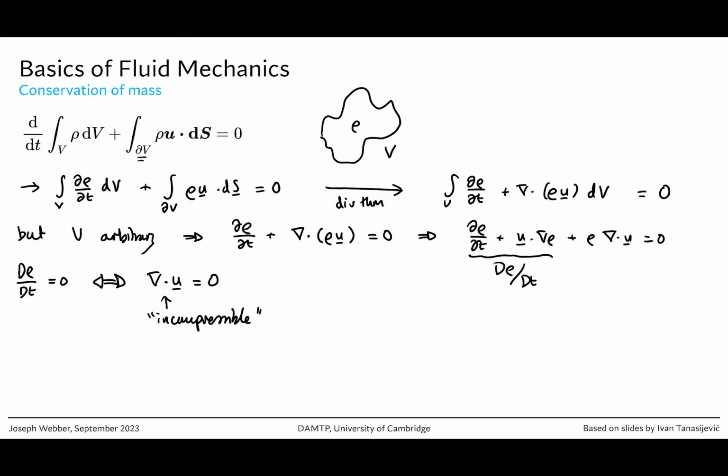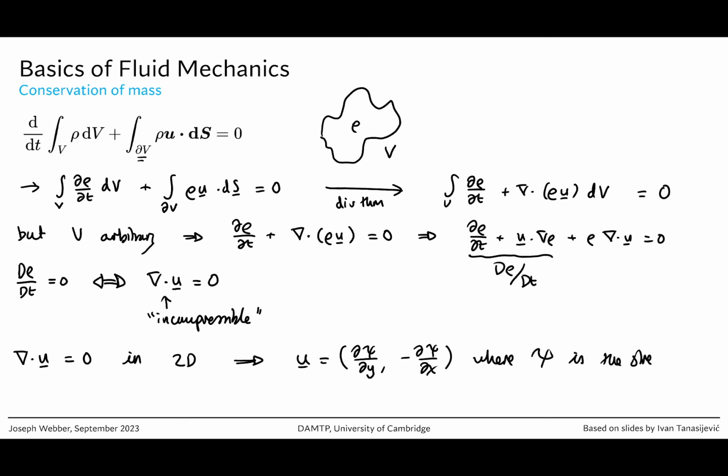So when a fluid is incompressible, div u equals 0. In 2D, this allows us to write the velocity field in the form (d psi by dy, minus d psi by dx), where psi is the stream function. And you can see straight away that this expression satisfies incompressibility. And the handy thing about the stream function is it's got many useful properties, which I suggest you look up if you're not familiar with it.